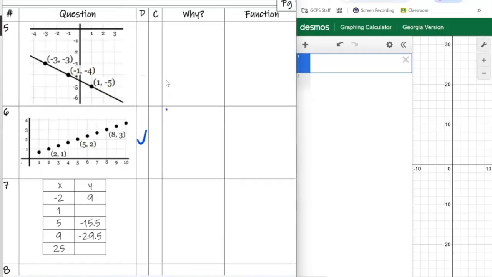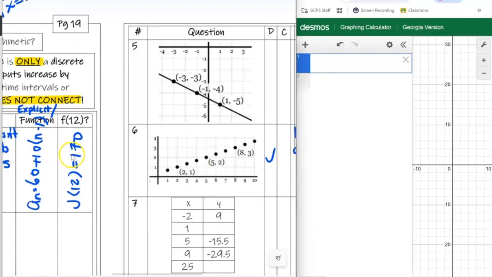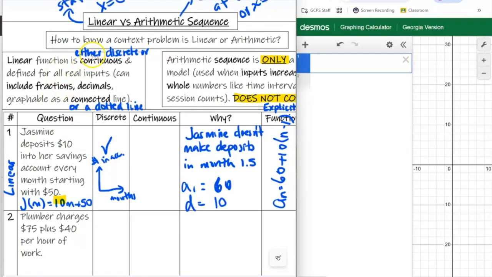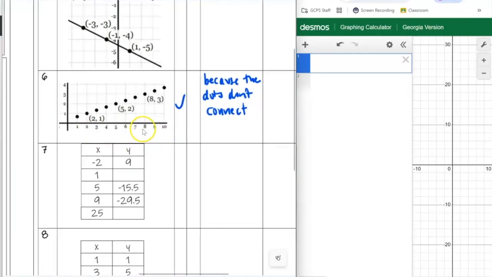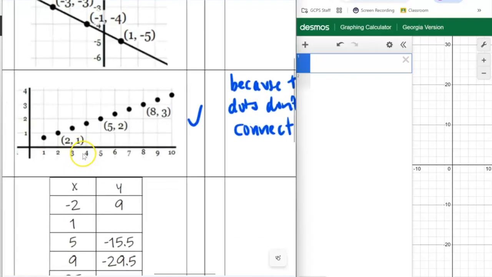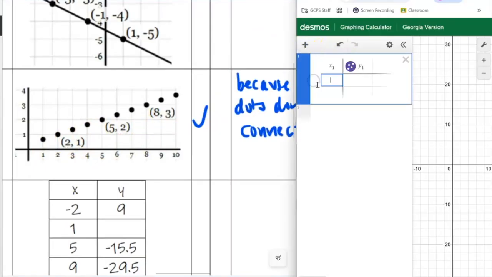Why? Because the dots don't connect. Or you can say because I can't have fractions. Anything like that is fine. Now, here's the thing, actually. This could be a sequence, but it could also be a linear function because, remember, a linear function can either be continuous or discrete. So it really doesn't matter what I start off with here. Starting right here, I'm going to start with the linear function. So that means I need to put in these points so that I can get a function.